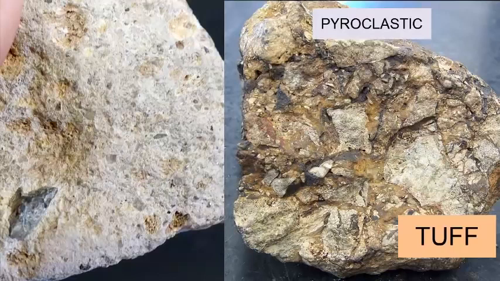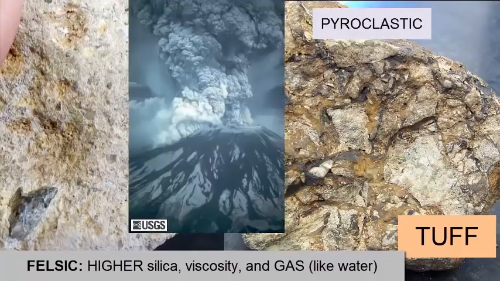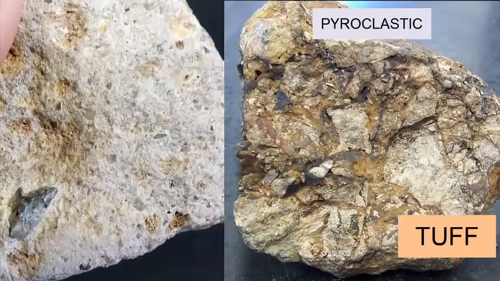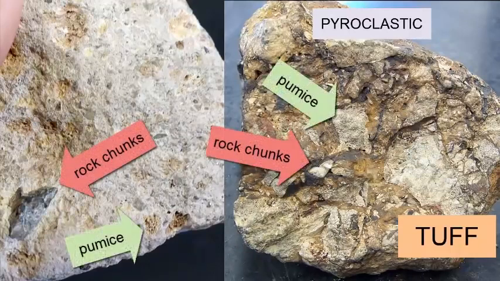Why? Remember, high silica means high viscosity. It also means higher gas content. The higher the gas content, the more likely an explosive eruption. And the higher the viscosity, the harder time the gas has escaping the magma, so the more likely it will collect within and allow pressure to build. This rock is pyroclastic because we see chunks of rocks, crystals, and pumice pieces in a matrix of ash, so this rock is a tuff.